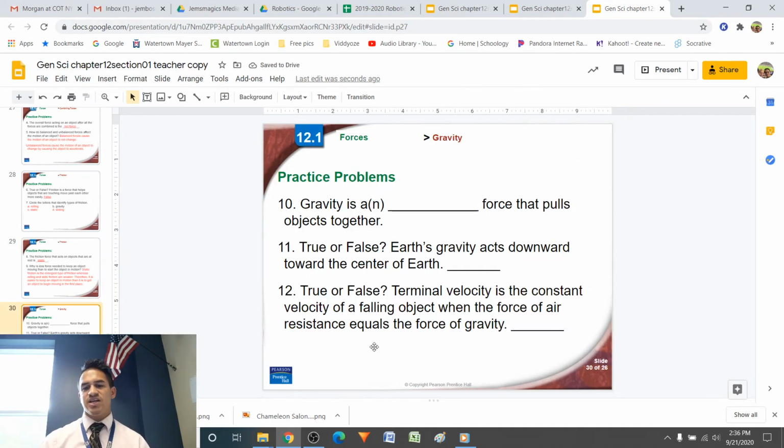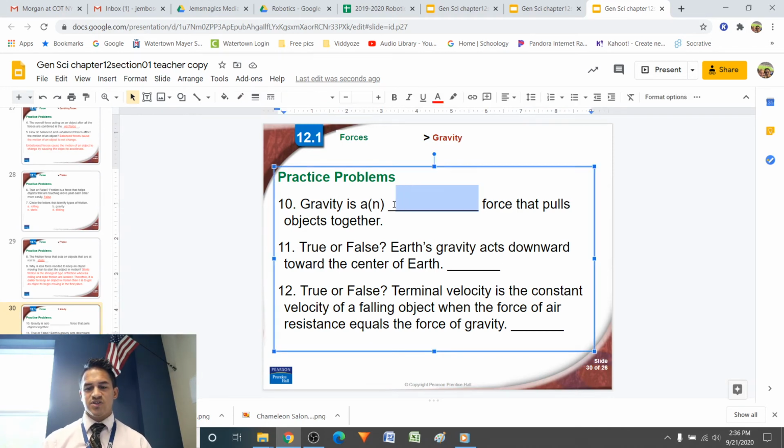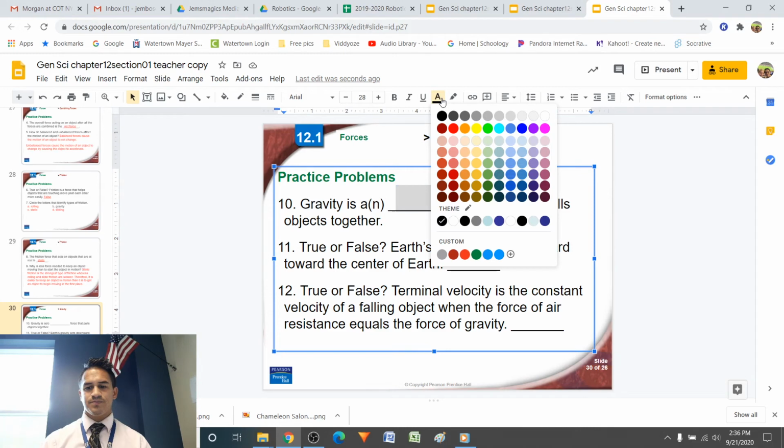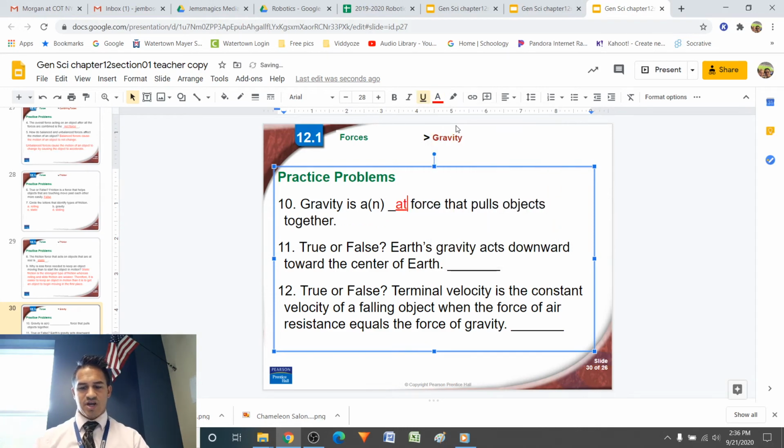Okay. Number 10, gravity is a blank force that pulls objects together. I think the word we're looking for here is an attractive force. Okay, so gravity is an attractive force that pulls objects together. So let's go attractive.